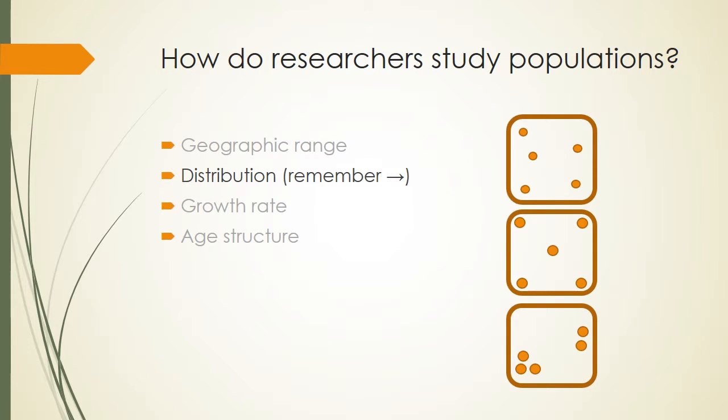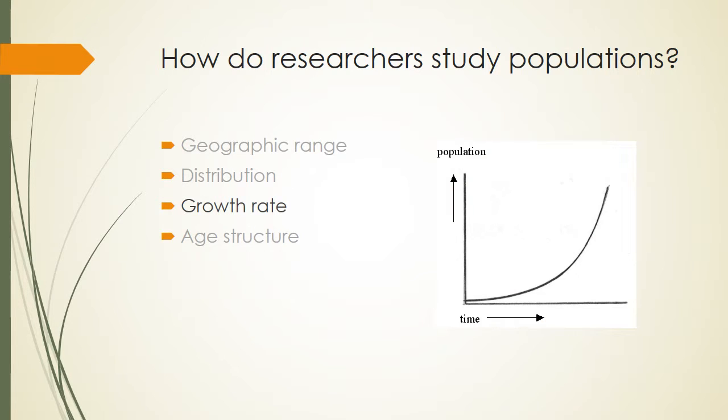Researchers also observe how organisms are distributed across their range. Remember, the common distribution types are random, uniform, and clumped. Growth rate, or how fast or slow the population is growing, is also an important aspect of a population that researchers study. We'll talk more about this later.